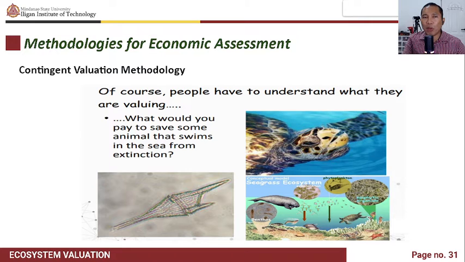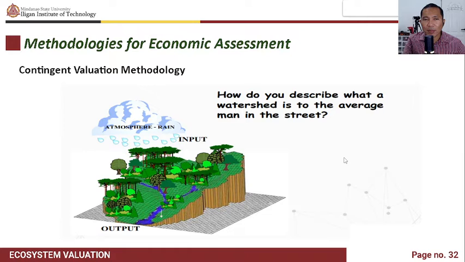So what would you pay to save some animal that swims in the sea from extinction? We have the turtle here, and we have here the sea cow that eat grasses, and some other species. So we have here the seahorses. And how do you describe what a watershed is to the average man on the street? Okay, so we have here in the picture we have the atmosphere, we have the rain, which is the input, then the output would be the water that will go to the households.